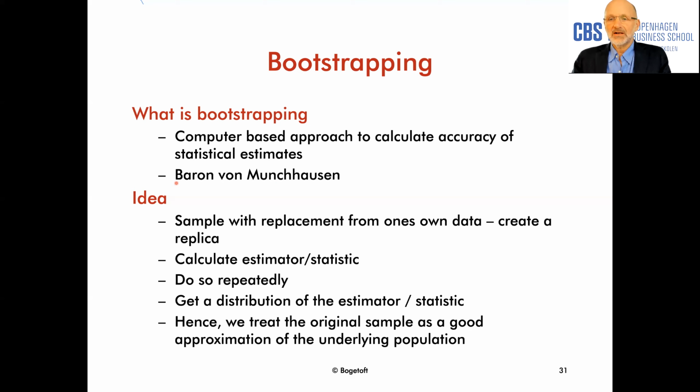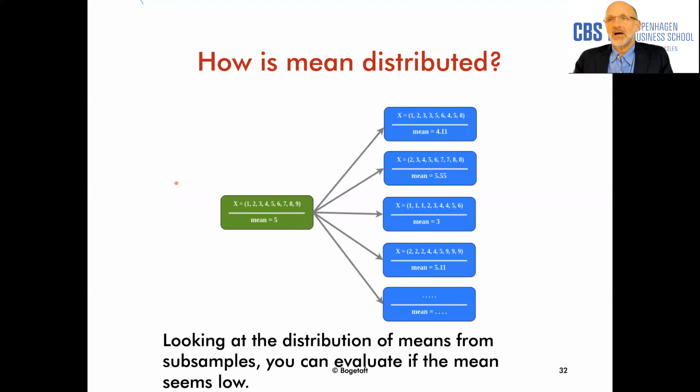So you can look at it like this. It is a way to estimate if you assume that the original sample is a good approximation of the underlying population. You believe that your sample is representing, in some sense, the underlying population, and then you try to estimate the uncertainties involved, because it's only a subsample of the population. So here's an example.